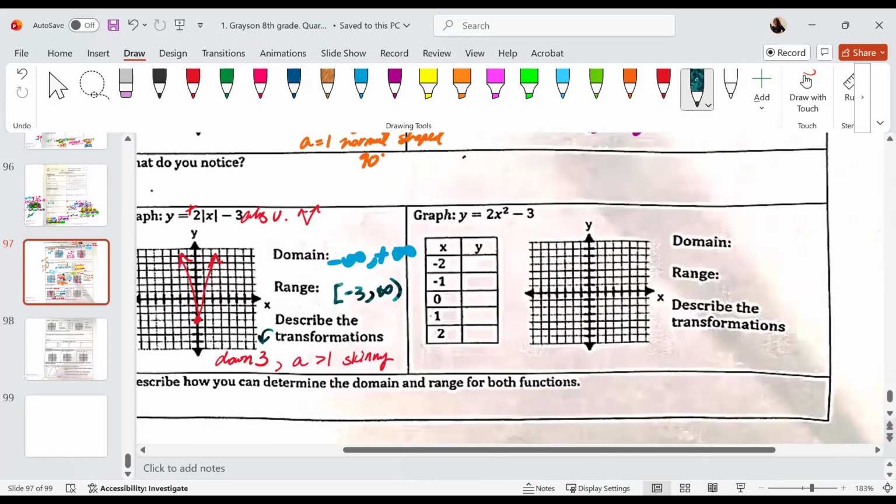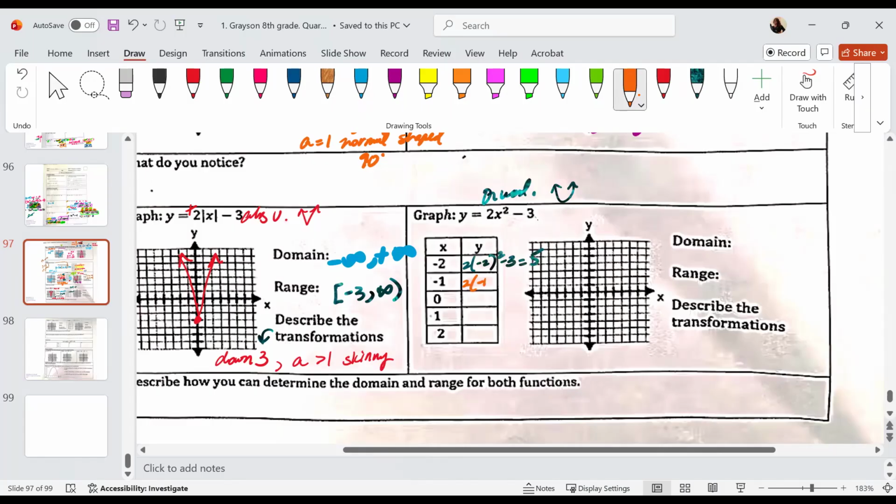Next one over here. Now you have a chart, right? Is this quadratic or absolute value? Quadratic. It's going to be a U shape, correct? Down 3, right? Skinnier U shape, but it's a smiley face going up, correct? Plug this in. If x equals -2, 2 times -2 squared minus 3. -2 squared is 4. 4 times 2 is 8. 8 minus 3 is 5. Do you see that?